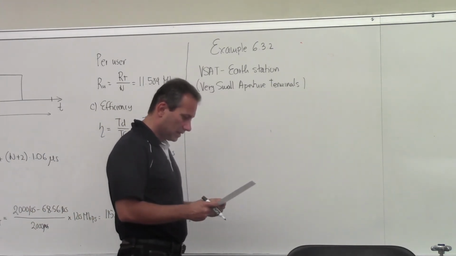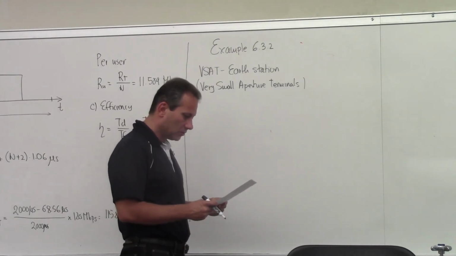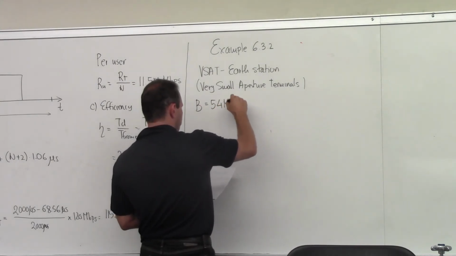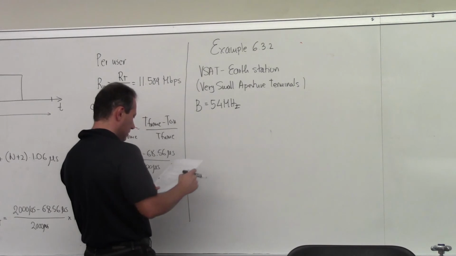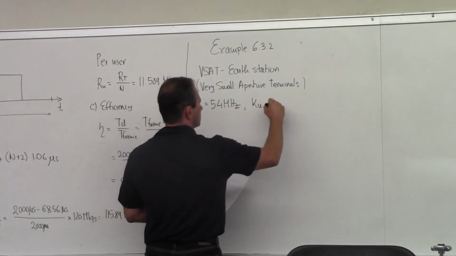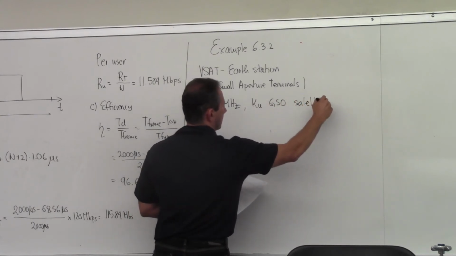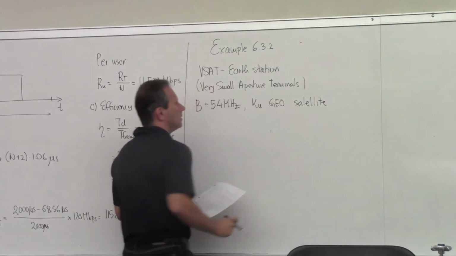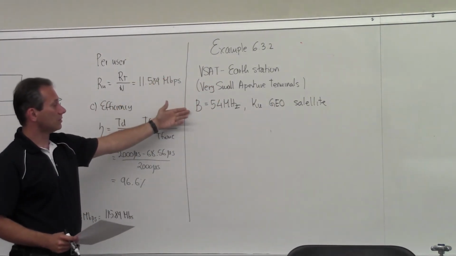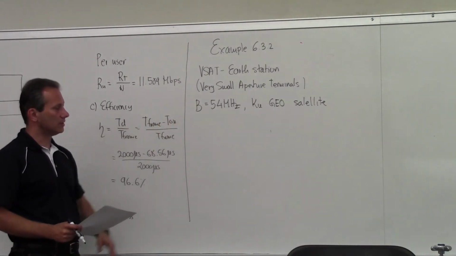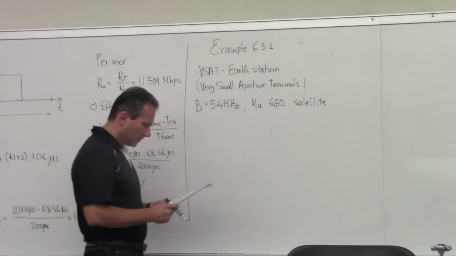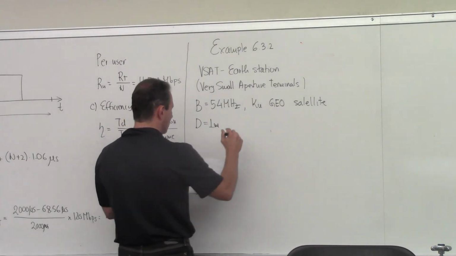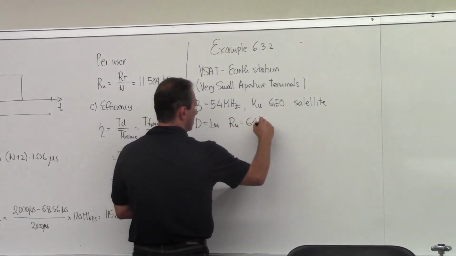So the VSAT in the US, which is part of a TDMA network, uses a transponder bandwidth of 54 megahertz, and it is operating on a domestic Ku geostationary satellite. So you have a lot of these Earth stations utilizing a 54 megahertz transponder in the Ku band on a geostationary satellite. The VSAT Earth station has a 1 meter antenna, so the diameter of the antenna is 1 meter. That transmits 64 kilobits, so the rate per user is 64 kilobits per second.